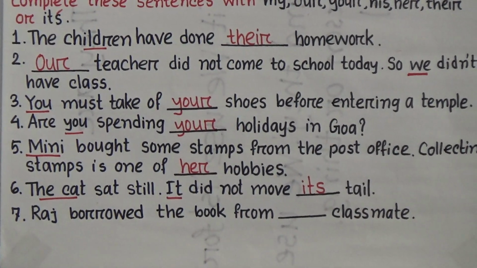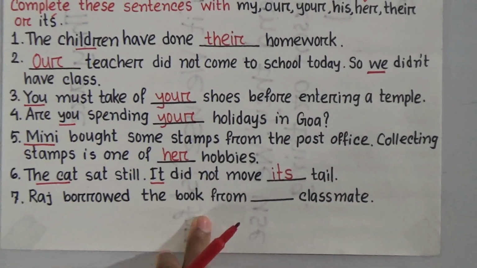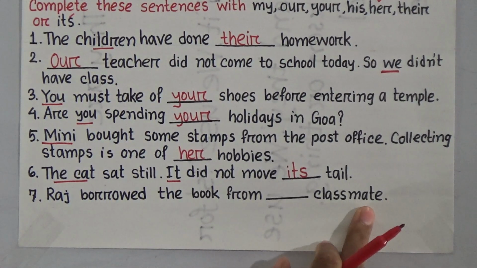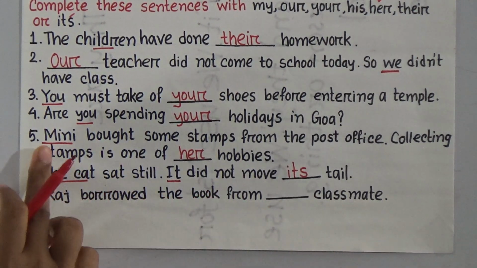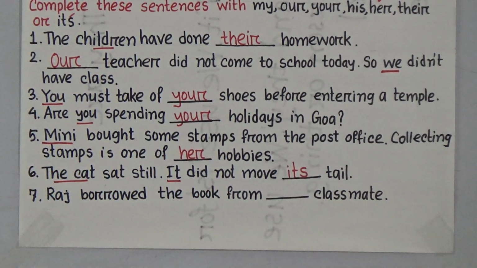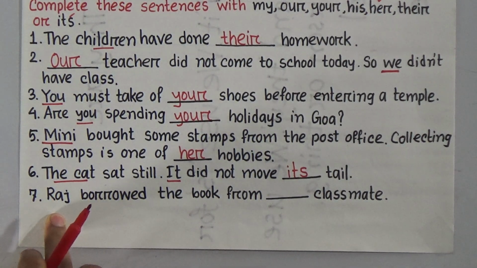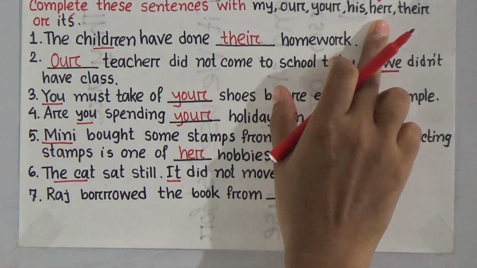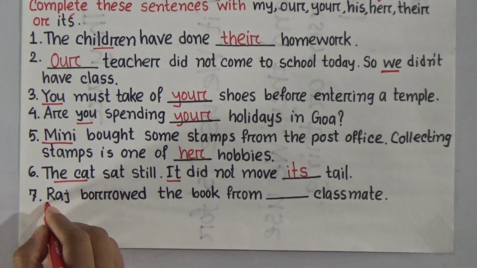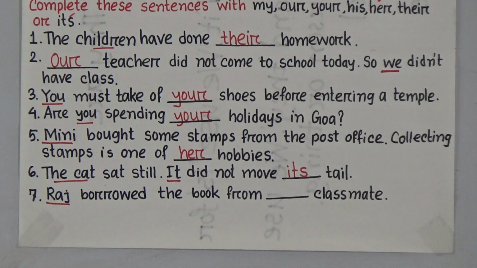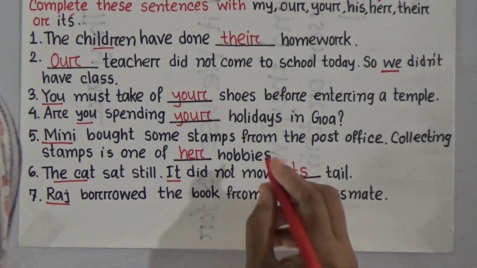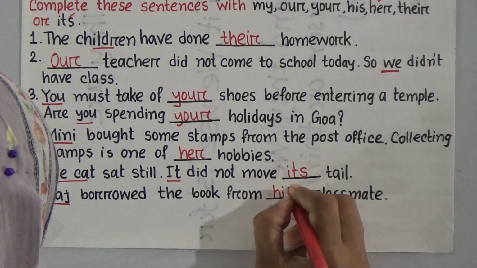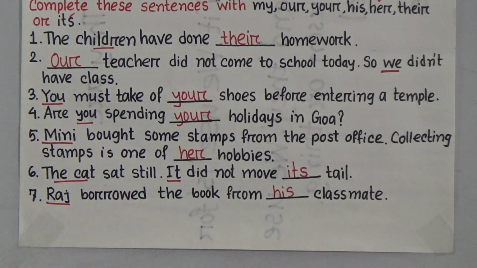Now number 7, Raj borrowed the book from dash classmate. We said in number 5 that for a boy, we have to use his, and for a girl, we have to use her. We know that Raj is a common name for mentioning a boy. So here you have to write his. Raj borrowed the book from his classmate.